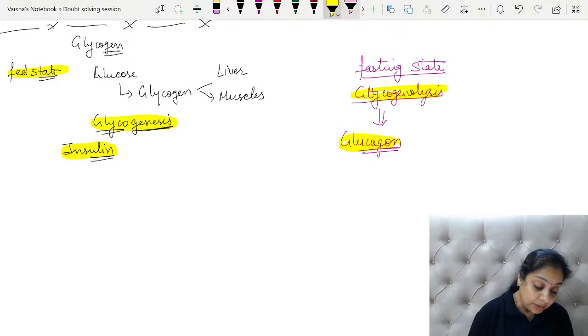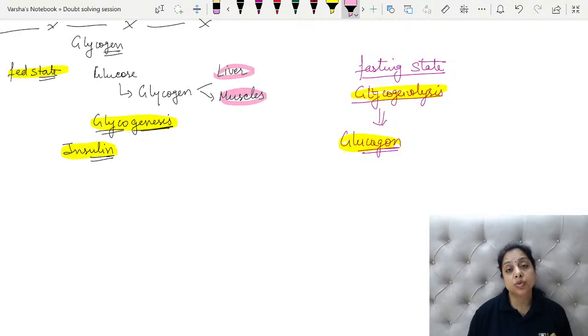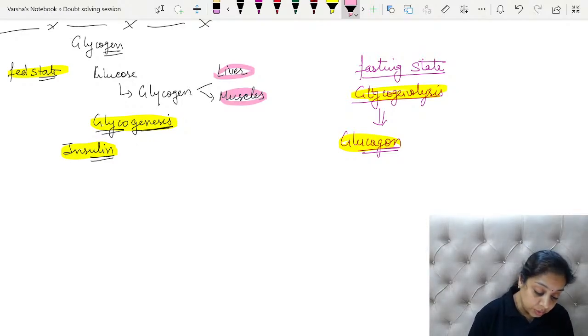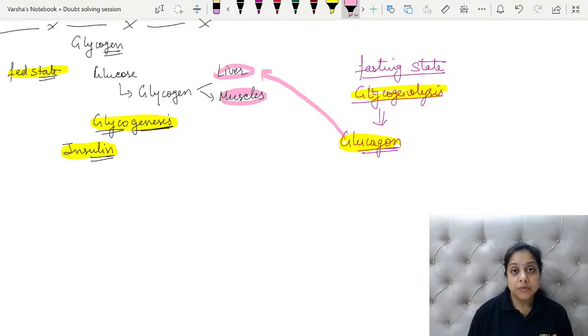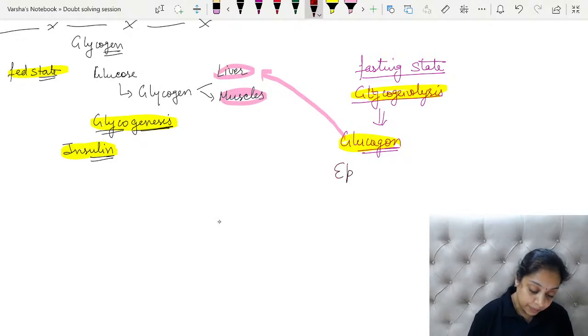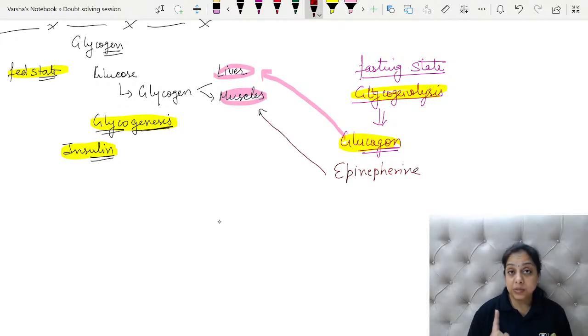But I told you that liver and muscles both store glycogen, right? So glucagon is going to trigger the liver for glycogenolysis. Who is triggering the muscles for glycogenolysis? It is not glucagon, but what? Epinephrine. Epinephrine is going to trigger that. That is one thing.